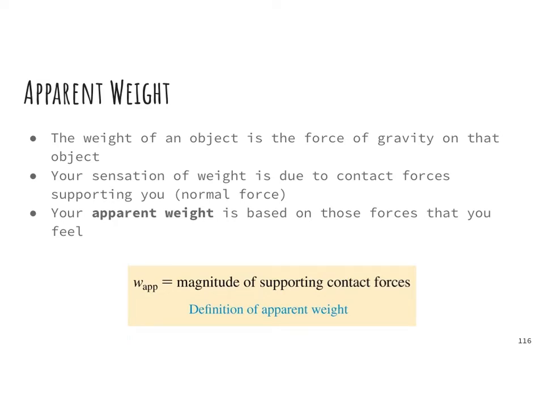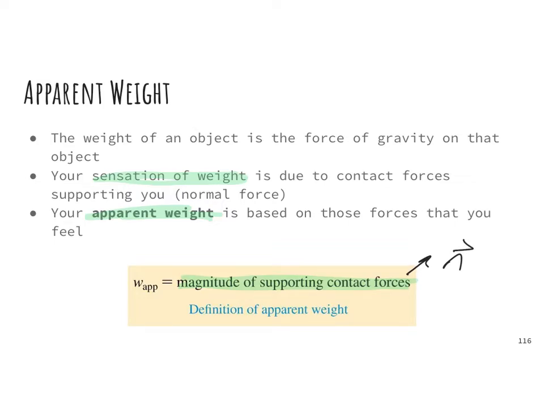So now that we know what mass and weight are, let's talk about apparent weight. Apparent weight, in physics, is related to the weight of an object. The weight is the force of gravity on the object, but apparent weight is your sensation of it. How do you feel in that situation? Your weight does not change, but your apparent weight absolutely changes. Our definition in physics is the magnitude of the supporting contact forces, and really that equates down to your normal force.